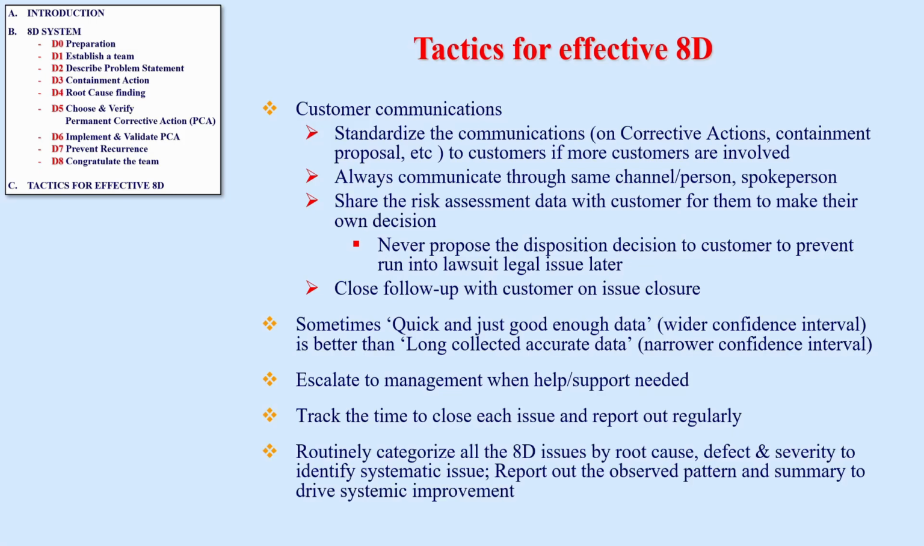Routinely categorize all the 8D issues by root cause, defect and severity to identify systematic issues, as a minimum, once a year. Report out the observed pattern and summary to drive systemic improvement. For example, if we observe the top Pareto as design issue, then we might need to have a better detection gate before design release.